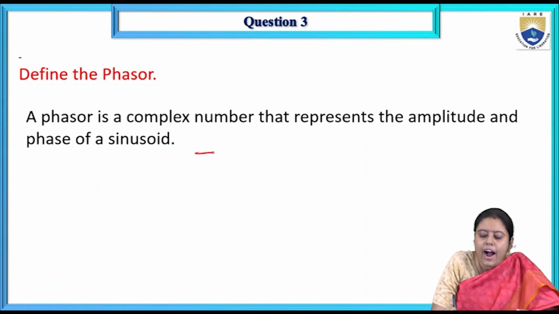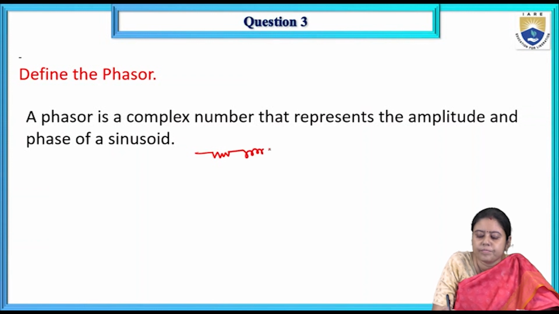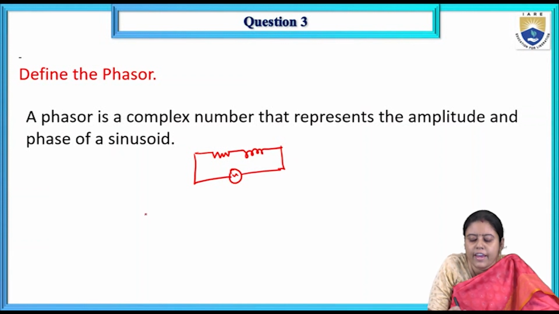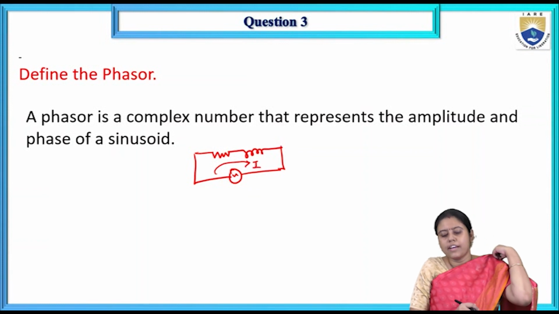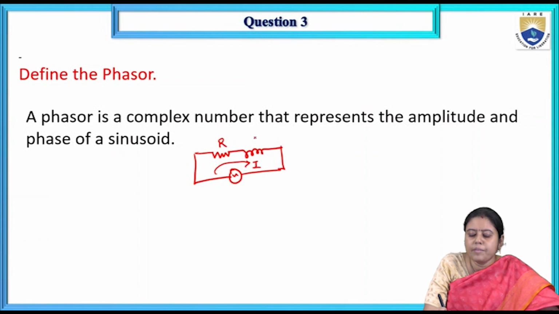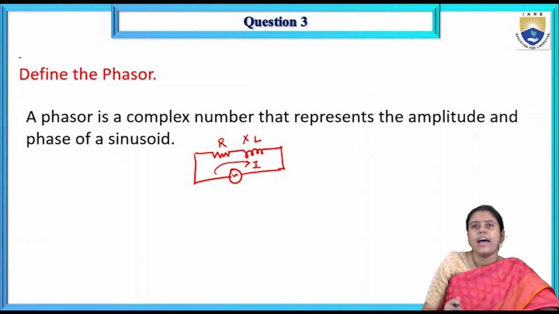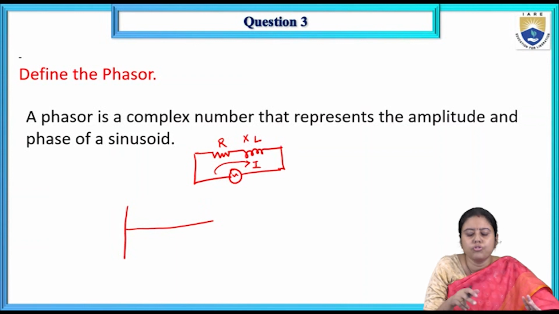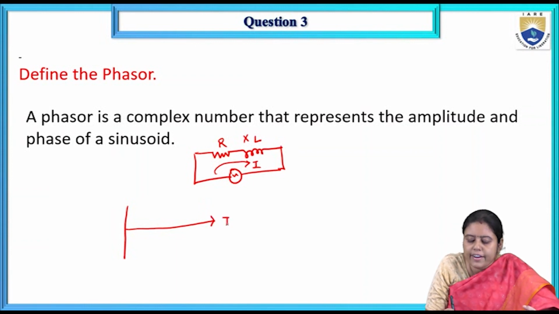Say we have an RL circuit. As this is a series RL circuit, we already discussed in our last class the different types of circuits, RL, RLC. Just for simplicity, we write this as R and this as XL. For the phasor diagram, since it is a series circuit, the current is the same all through it. So this is the current I.